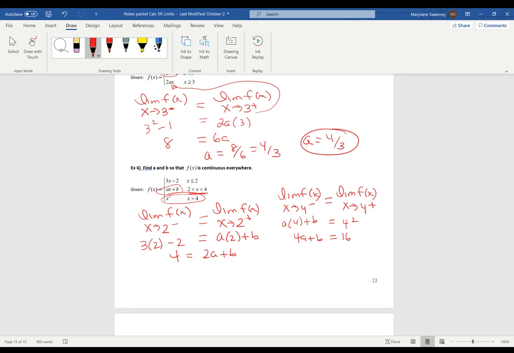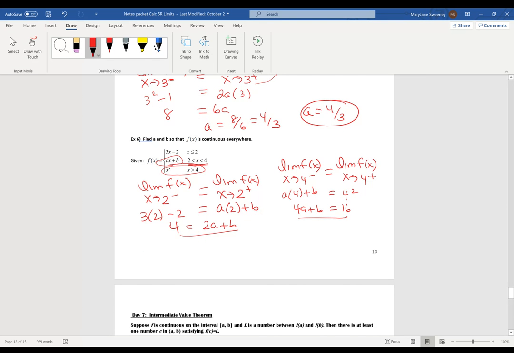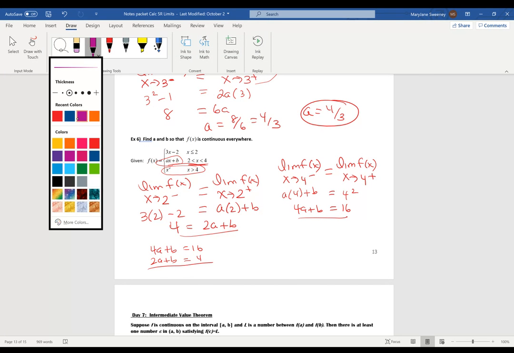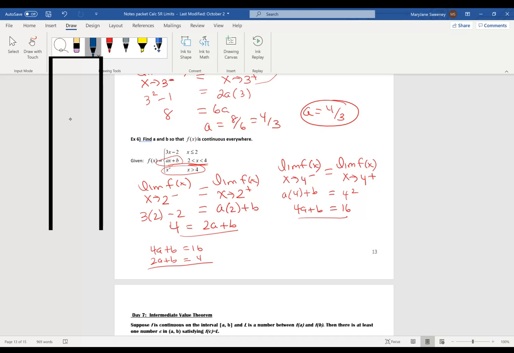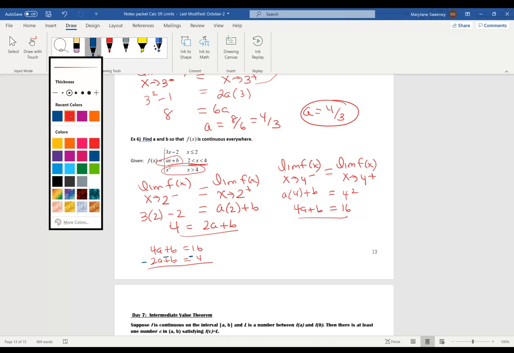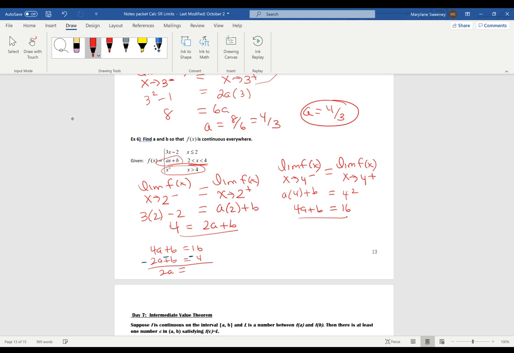Okay. Now I can find a and b if I have these two equations. This is where you would solve a system of equations by lining them up. If I subtract the bottom one from the top, then I will get 2a equals 12, which means a is 6.